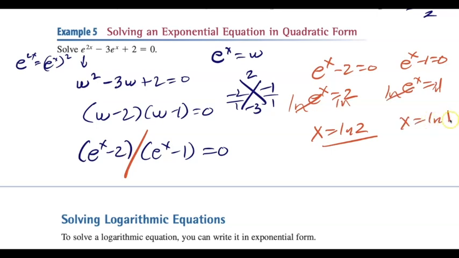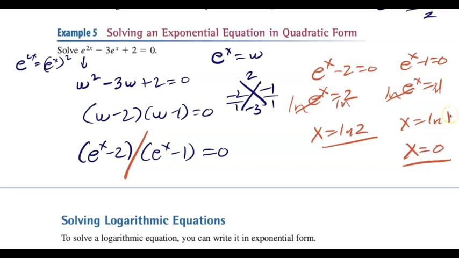The natural log of 1 is always 0. e to what power gets me 1? 0. That's how you do that. That's a harder problem with the e to the x's, but it's the same idea. Either factor it or substitute it and then factor it.